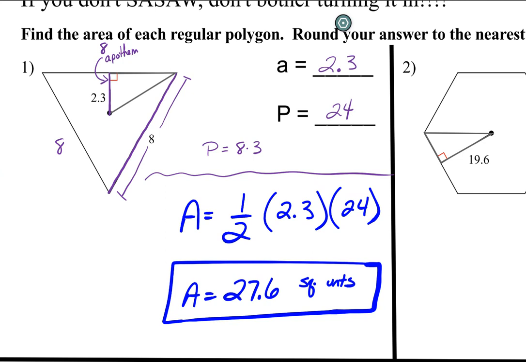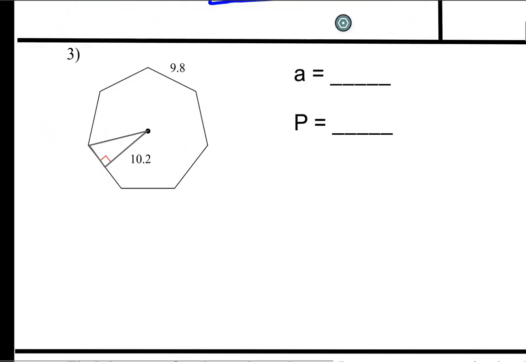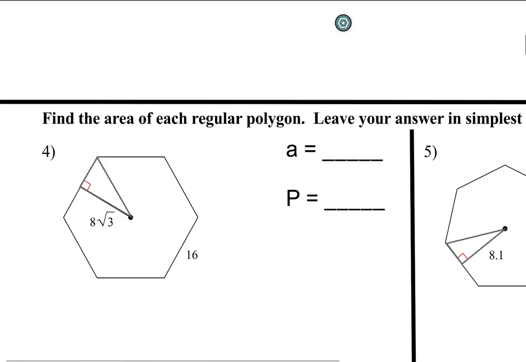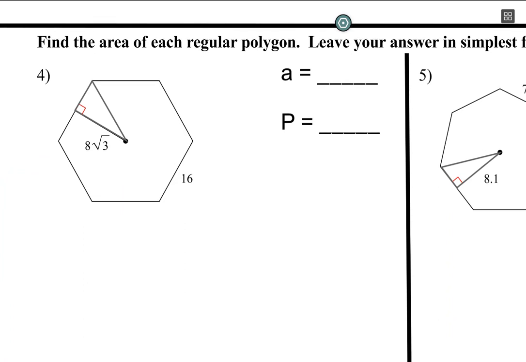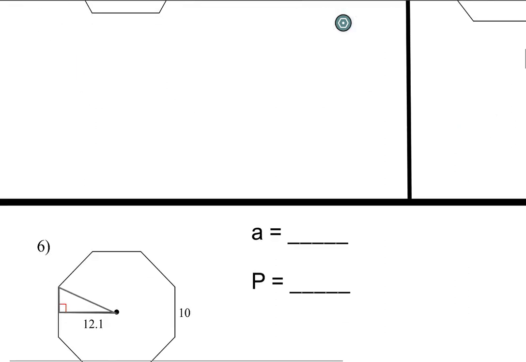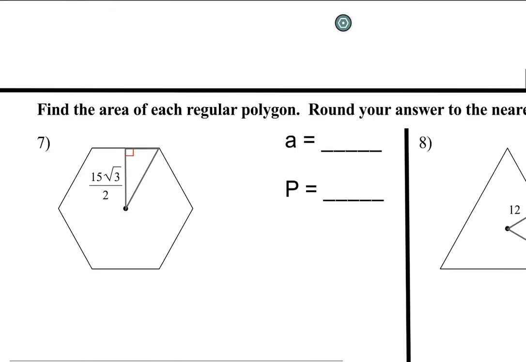Number 4. Number 4 has just got uglier numbers. But it's still just 16, however many sides there are, right? The apothem is the distance from the center to the midpoint, so it'd be the 8. 8 square roots of 3. So as you can see, but then we get to number 7.